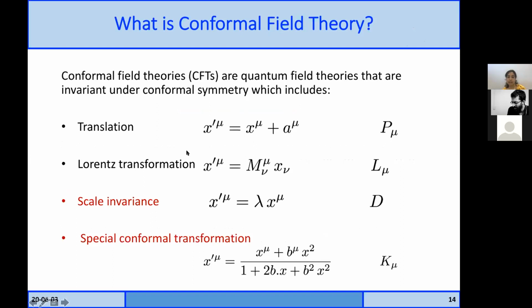So this is the translation and this is the Lorentz transformation. So this is the same as the Poincare. And on top of that, if you have a conformal symmetry, we have scale invariance, which means that the system is invariant under a scaling transformation. So if you change x by a scale, it remains unchanged. And it also includes special conformal transformations. And these are the generators of these transformations.